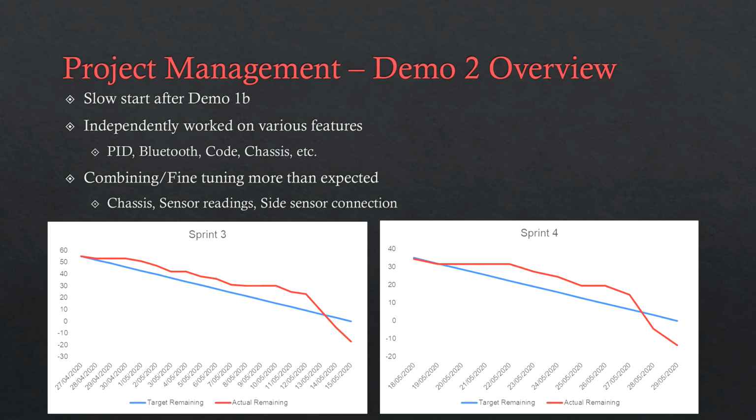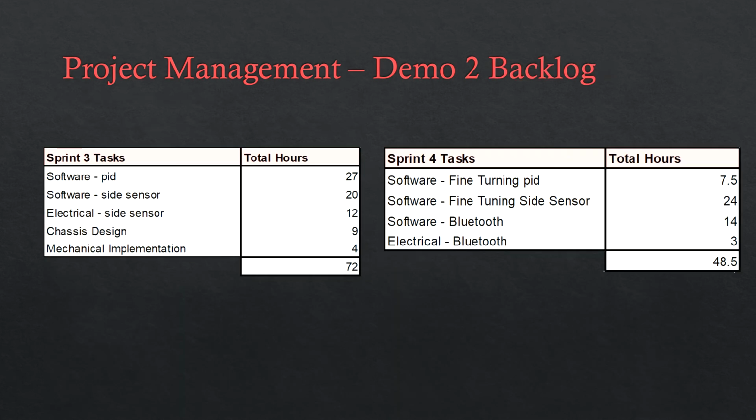Demo 2 consisted of 2 sprints where various independent work was done by each member before combining towards the end, where we discovered that combining all components took longer than expected. The excess time can also be seen in the backlog below.